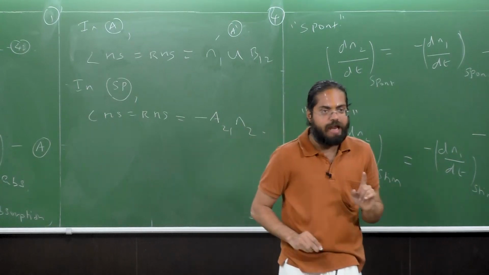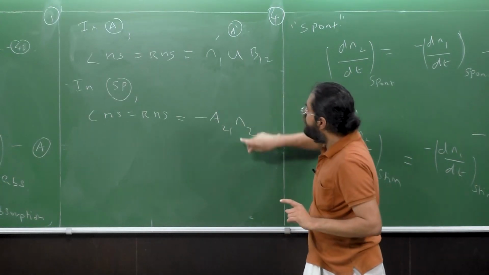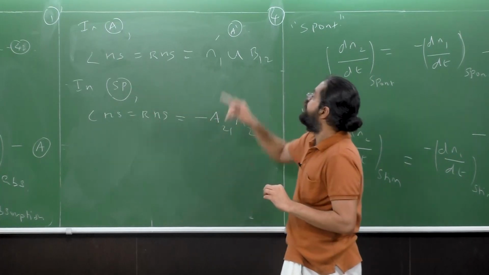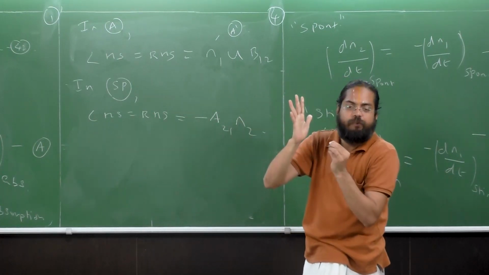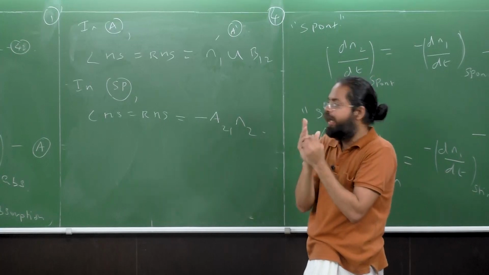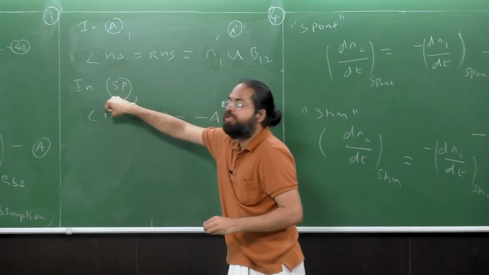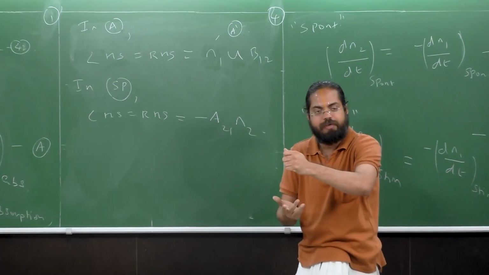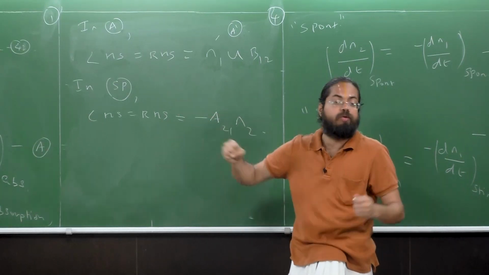Now, do you all understand why there is no u term here when we consider the spontaneous emission? It is because the u term arises only when there is a photon to be absorbed. As part of the spontaneous emission process, there is no photon absorbed. A photon may be emitted, but no photon is absorbed.